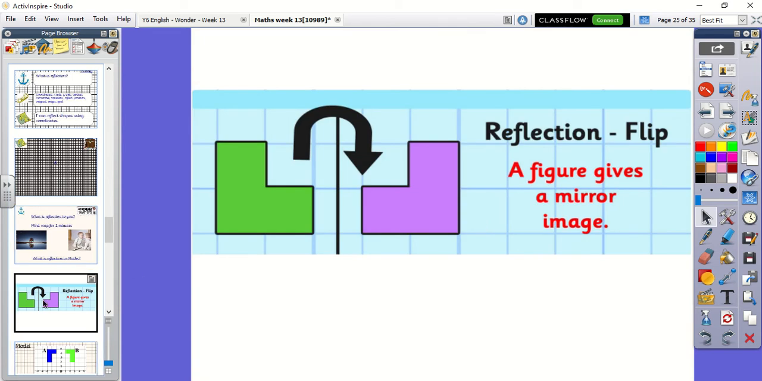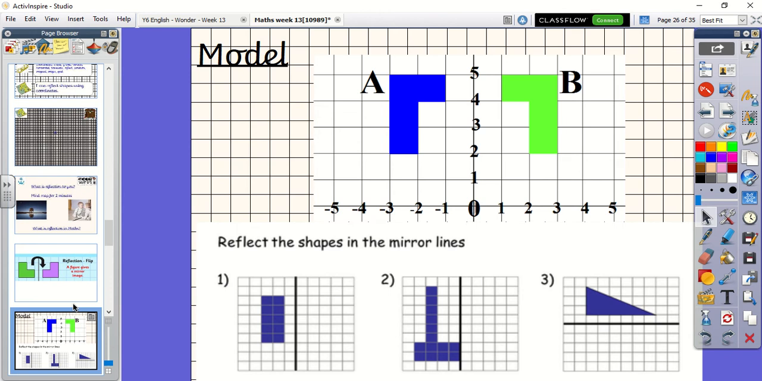Okay then, you should have got something that perhaps looks like this. Reflection is where you flip a shape. It is where the shape is given a mirror image on the other side. It can be flipped over vertically, it can be flipped over horizontally, anything like that is still reflection. So let's have a look at this model here. Here you can see shape A. Shape A has been reflected onto the coordinates to shape B.